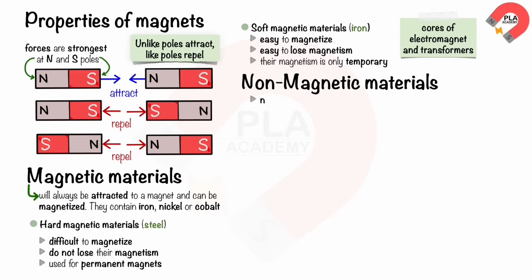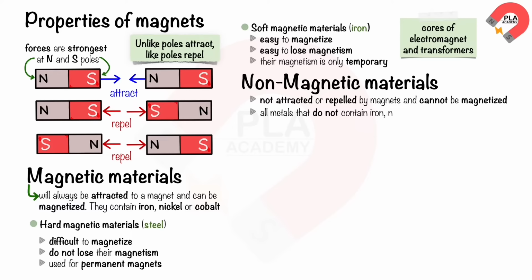Non-magnetic materials are not attracted or repelled by magnets and cannot be magnetized. They include all metals that do not contain iron, nickel or cobalt, and all nonmetals.